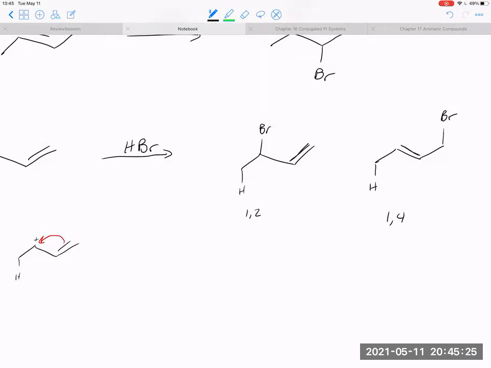Right, so it used to be between carbons 3 and 4. When we have a 1-4 addition product, now it's moved and it's between carbons 2 and 3. Okay.